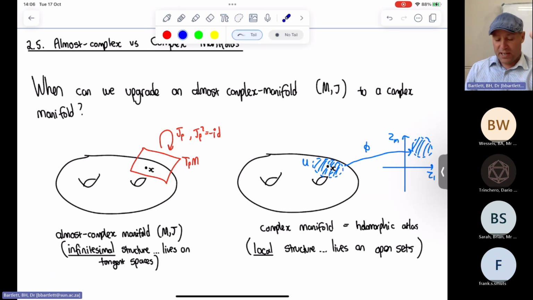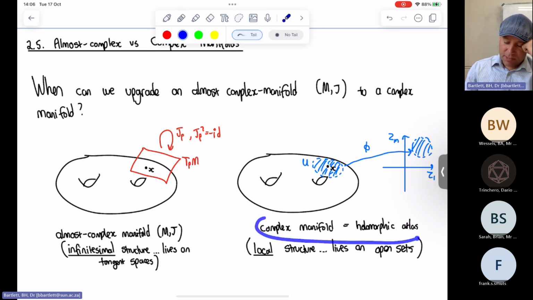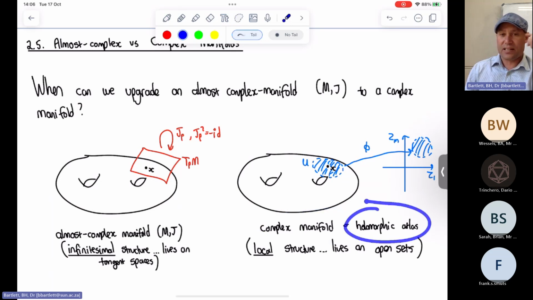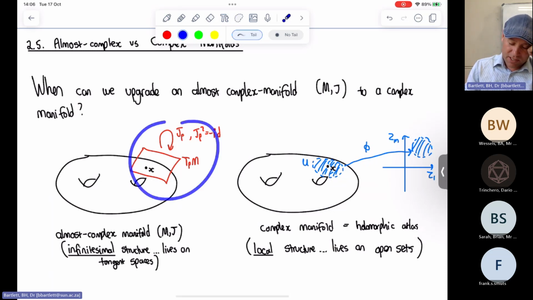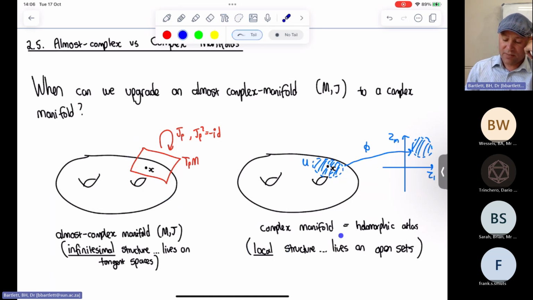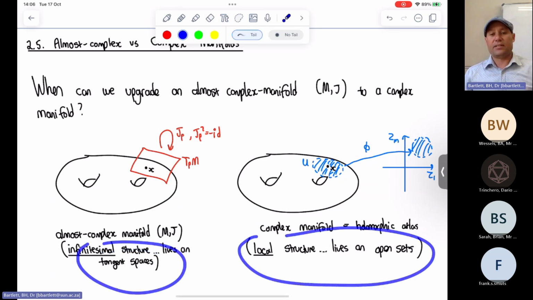On the other hand, what is a complex manifold? It's a topological space equipped with a holomorphic atlas, right? Which means that you've actually got local charts. So around each point x, you can find an open set U and a homeomorphism from that open set into C^m. And that's actually going to give you these holomorphic coordinates, z_1 up to z_m, on your manifold. So as opposed to an almost complex structure, this is now a local structure in the sense that it's living on open sets, whereas this thing was living on the tangent spaces. So this is a stronger thing than this, all right?